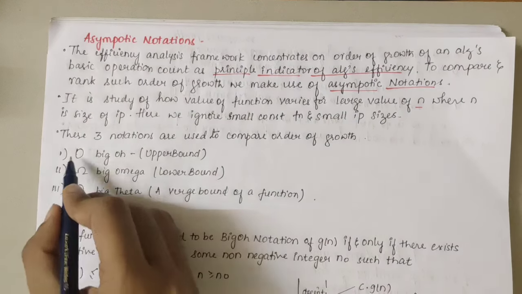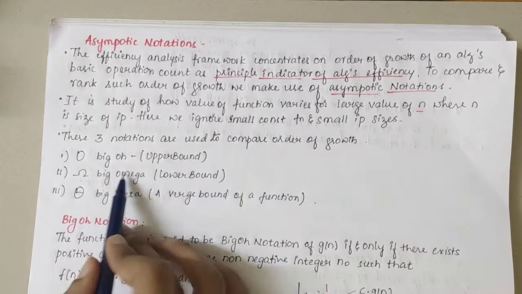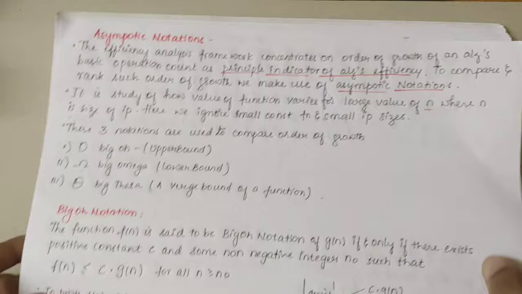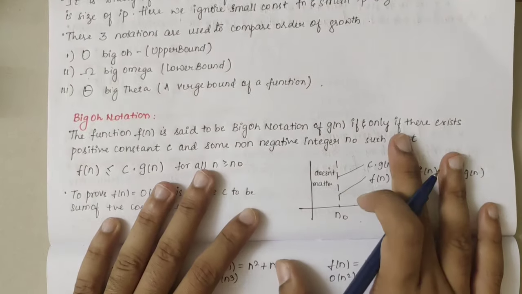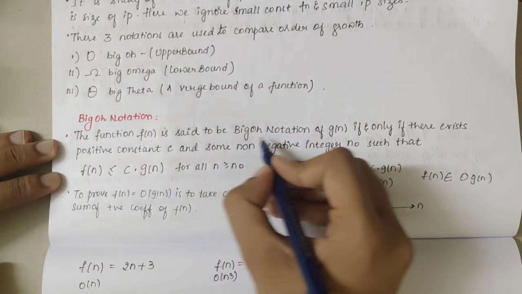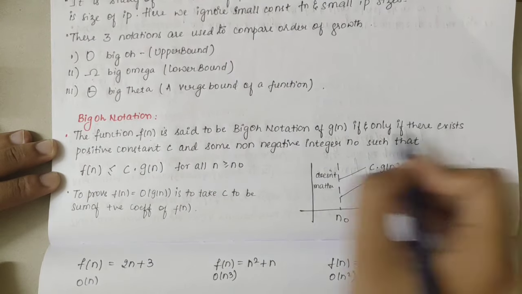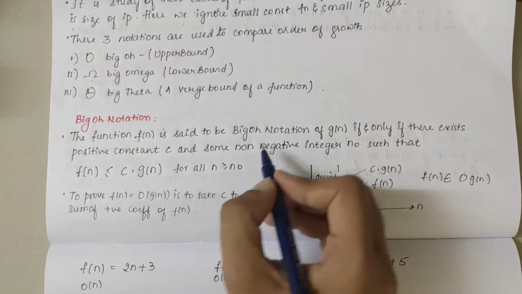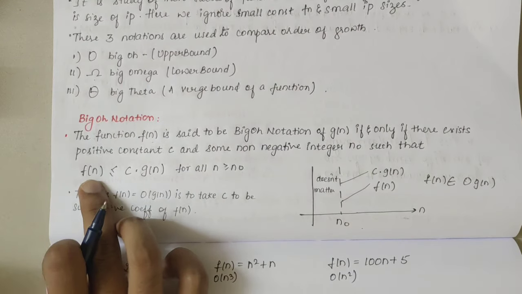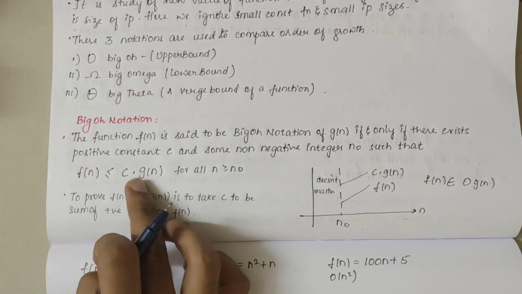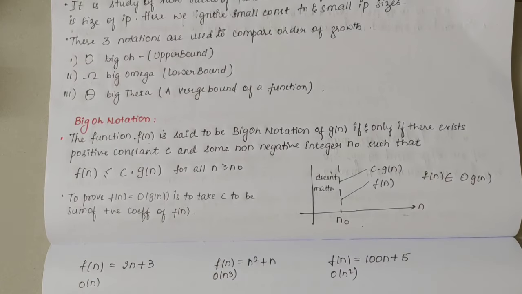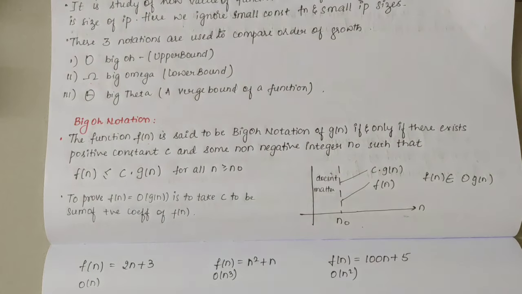Here we have 3 notations: big O, which falls under the upper bound, then big omega, the lower bound, and big theta, which is the average bound of a function. So we'll start with the big O notation first. The definition goes as: the function f of n is said to be big O of g of n if and only if there exists a positive constant c and some non-negative integer n naught such that it follows the below equation. f of n is less than or equal to c into g of n for all n greater than n naught, n naught being a non-negative integer here and c being a constant.